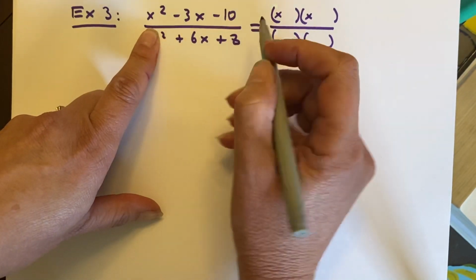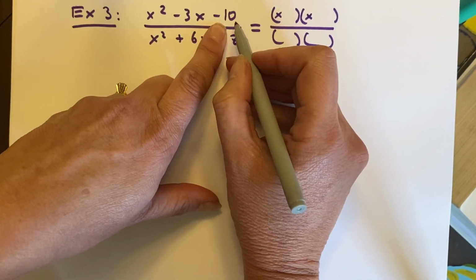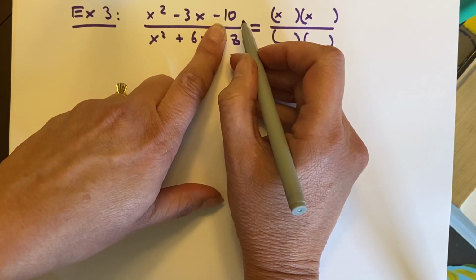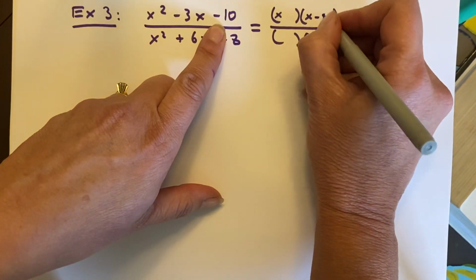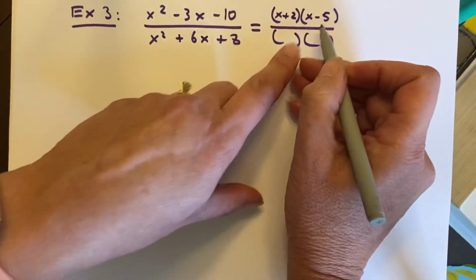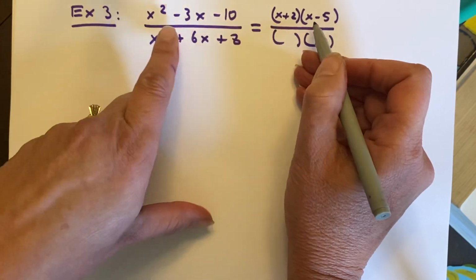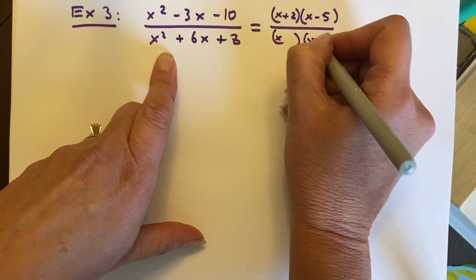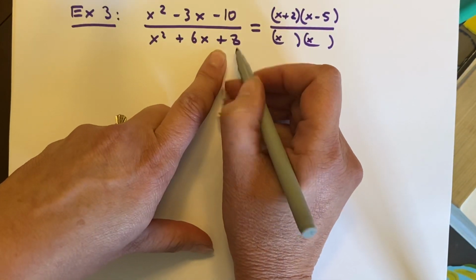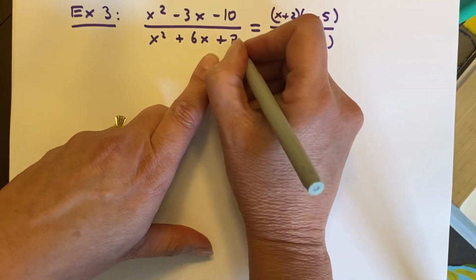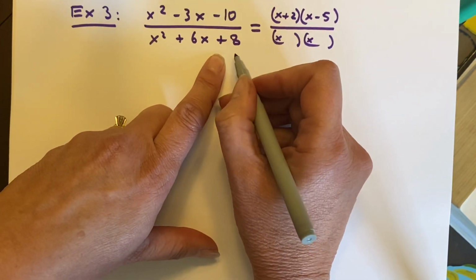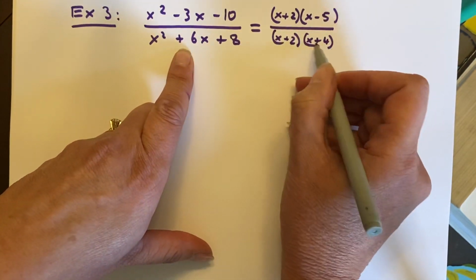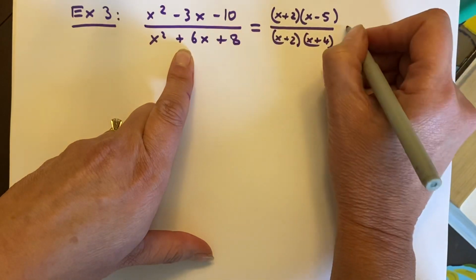And I can see that if I have a -5 and a +2, I'll get a -10, or the reverse, I get a -2 and a +5. But I'm going to pick the -5 and the +2 because I know that -5x plus 2x is going to give me a -3x. Similarly, on the bottom, I'm going to try to factor, and I know that either 8 times 1 is 8 or 4 times 2 is 8. Well, clearly 4 times 2, if I add them in, are going to give me 6x. 4x plus 2x is 6x.